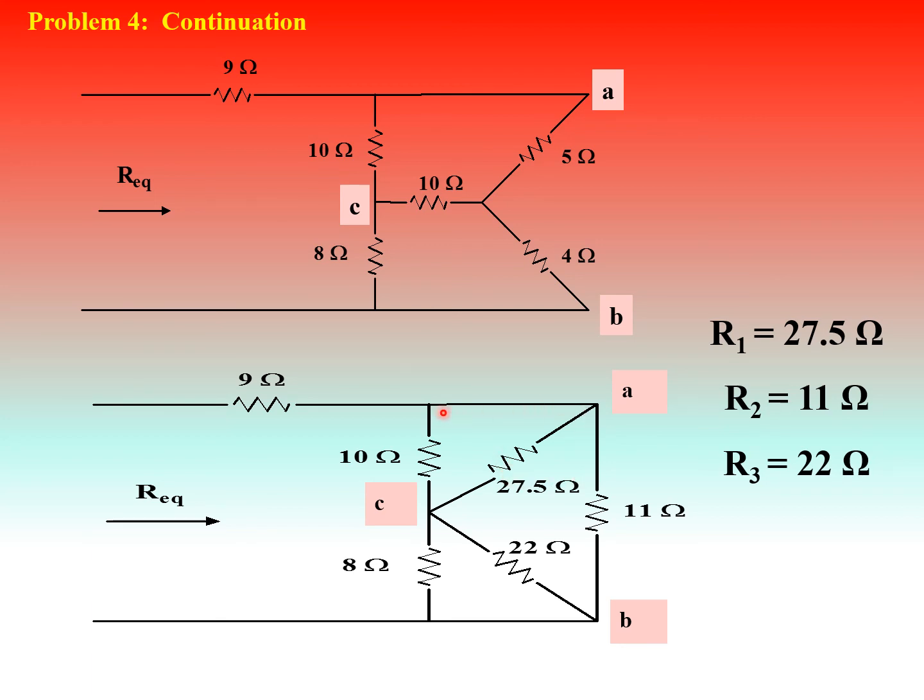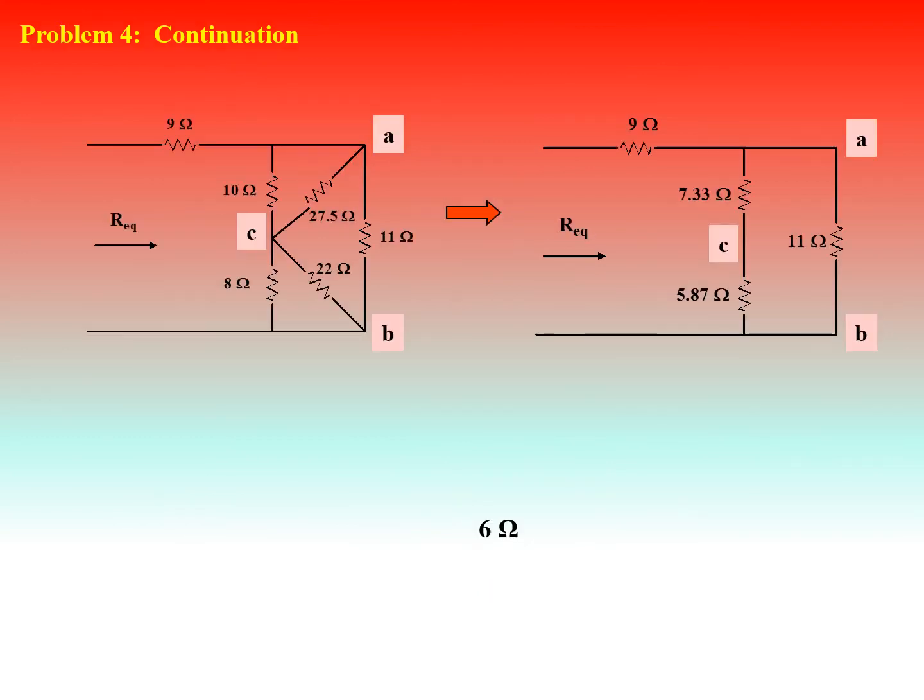You can consider these two resistors in series, sorry, in parallel. Again these two are in parallel. Now this total will be in parallel with this. That is simply, here I have done it. So see, this 10 and 27 are in parallel. If we apply the R1 R2 by R1 plus R2 formula, we will get 7.33. Similarly this 8 and 22 are in parallel. So apply that formula, and you will get 5.87.